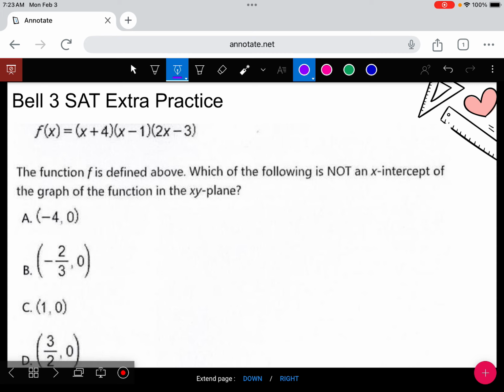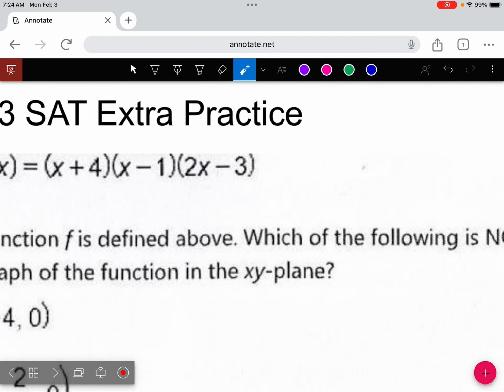So if we give you an equation that looks like this, the function f is defined above. Ta-da, we gave you a thing. Which of the following is not an x-intercept of the graph? So how do we find the x-intercepts when we're given something that looks like this? Yeah, set each of the chunks equal to 0. That gives us our x-intercepts, our roots, our zeros, our solutions, those guys.